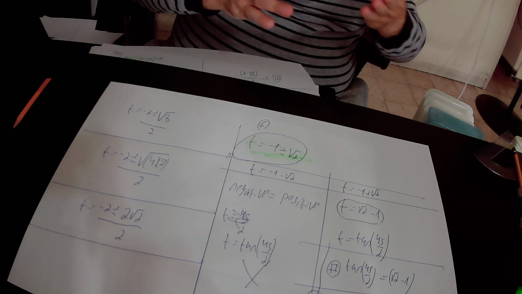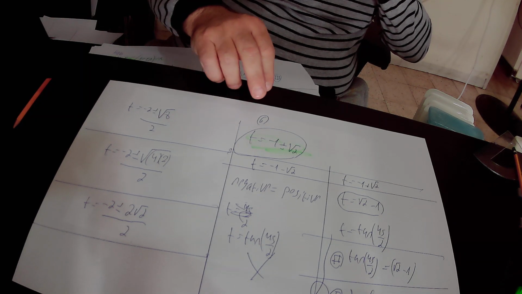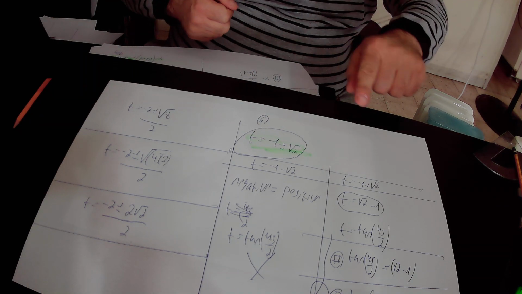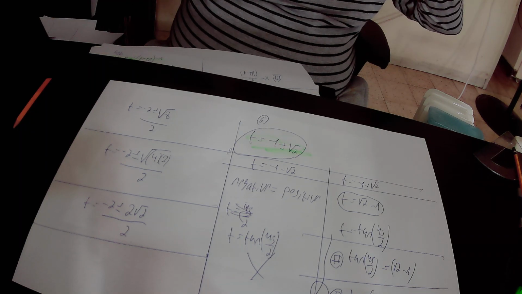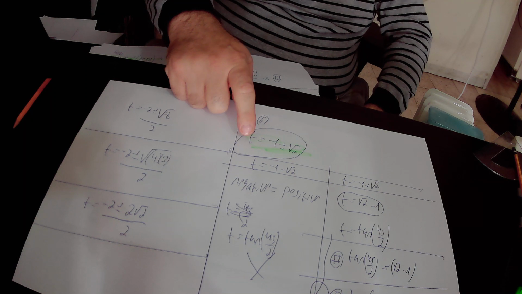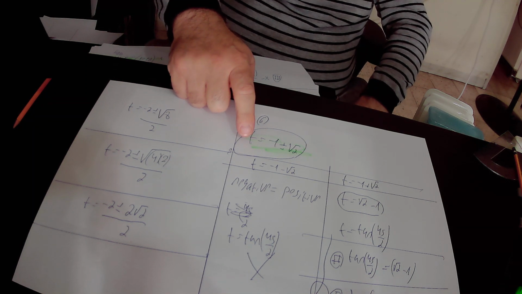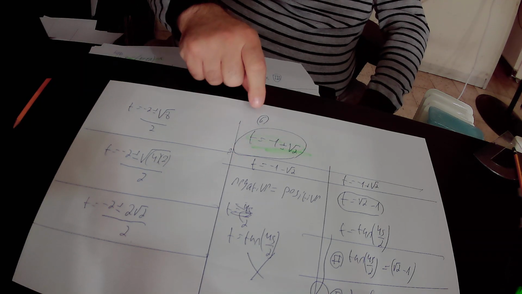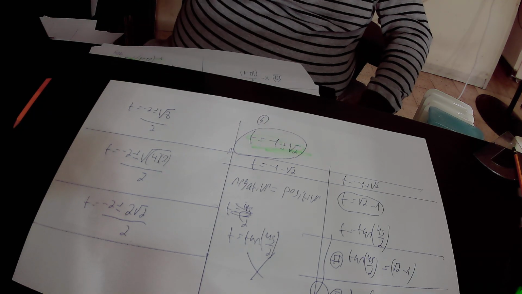So here we have two possible solutions for t. The first solution is that t equals minus 1 minus square root of 2, and the second possible solution is that t equals minus 1 plus square root of 2. According to the first solution, t equals minus 1 minus square root of 2. Minus 1 minus square root of 2 is a negative number. So t is a negative number, because t equals minus 1 minus square root of 2.